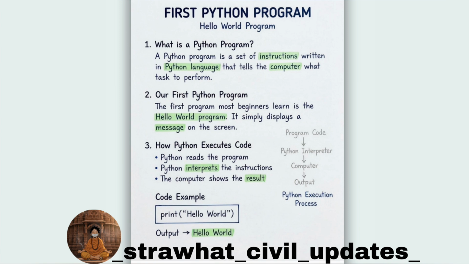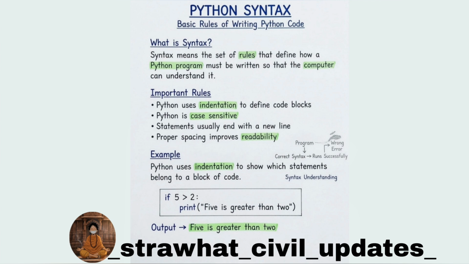Python interpreter. Python reads the program. Python interprets the instructions. Computer. The computer shows the result. Output. Code example. Python execution. Print Hello World. Process. Output: Hello World.